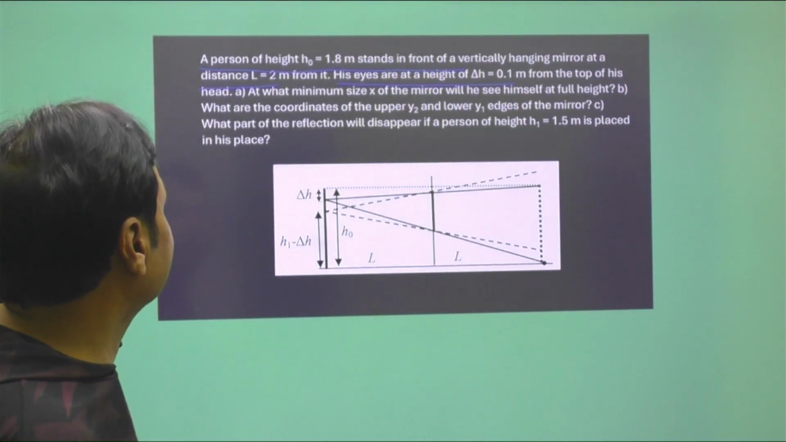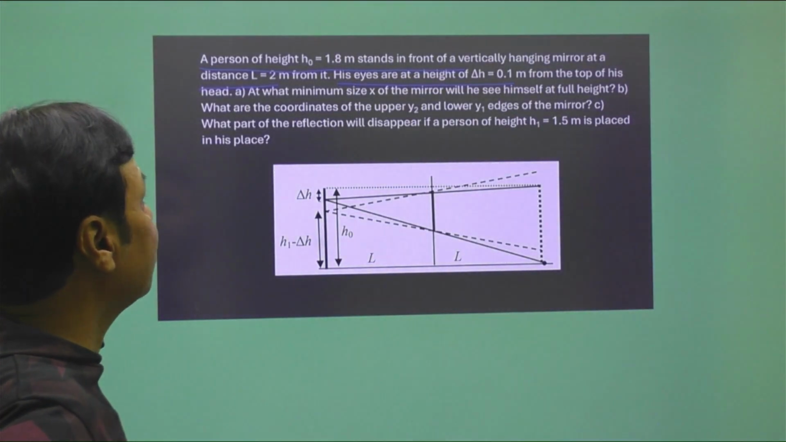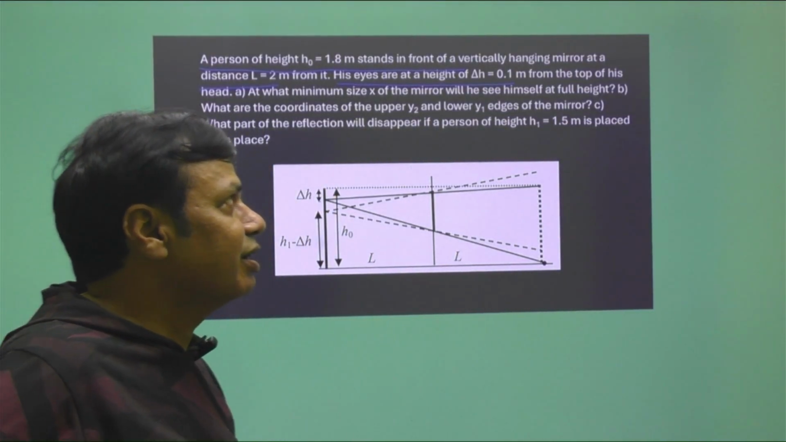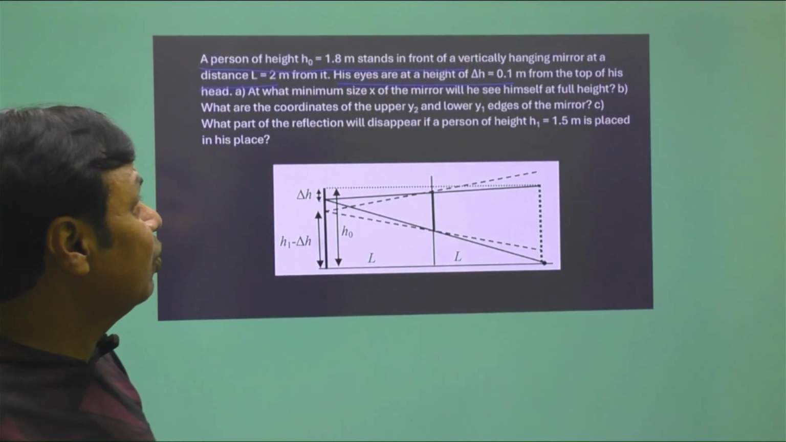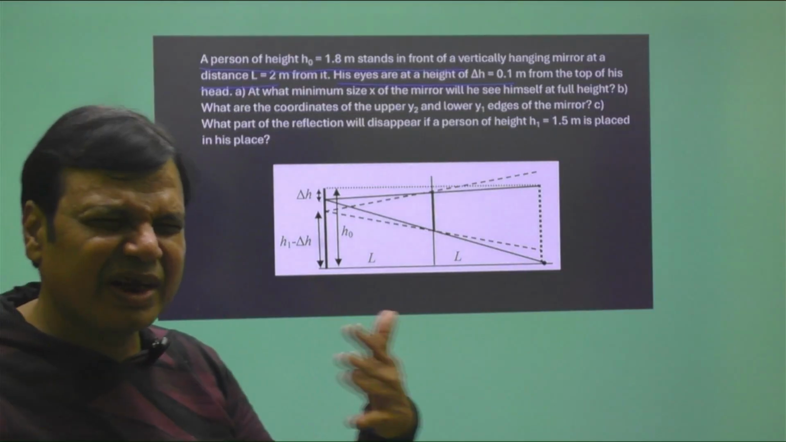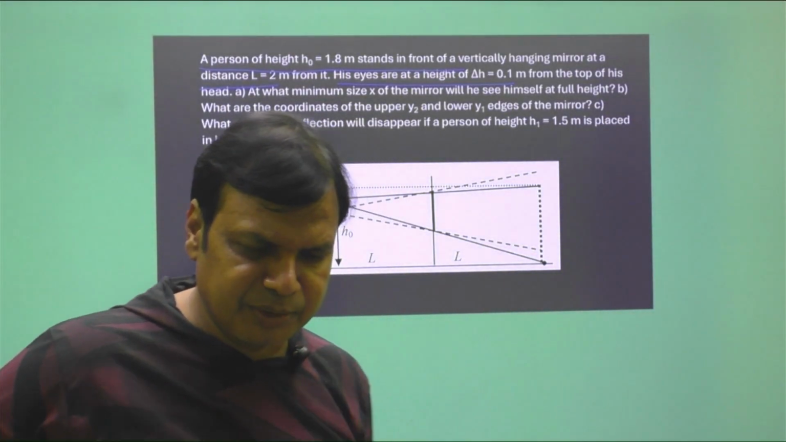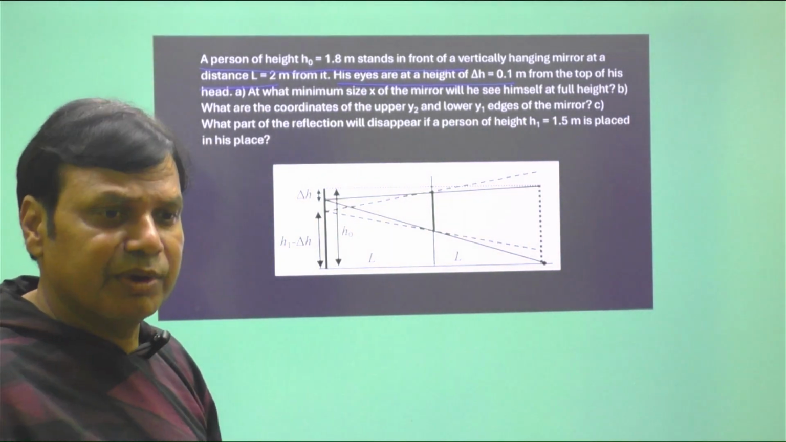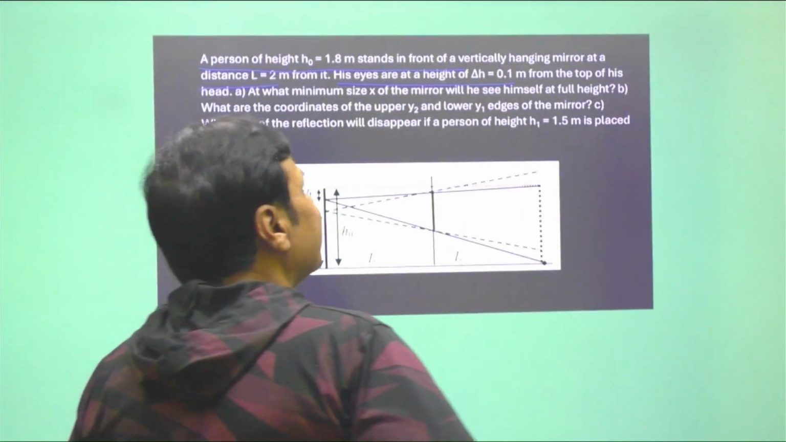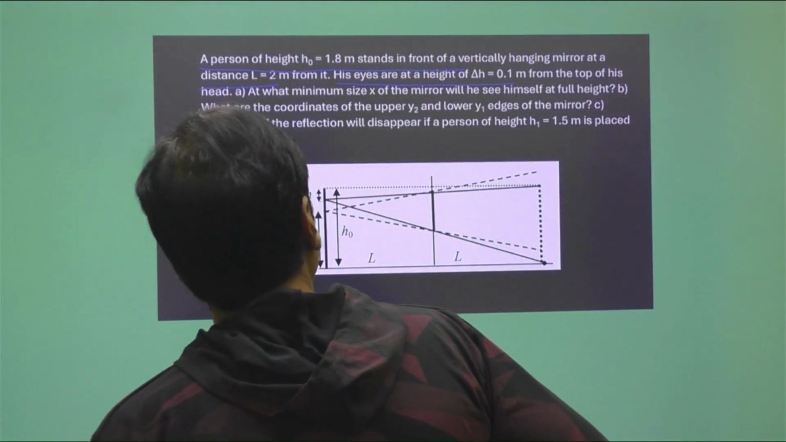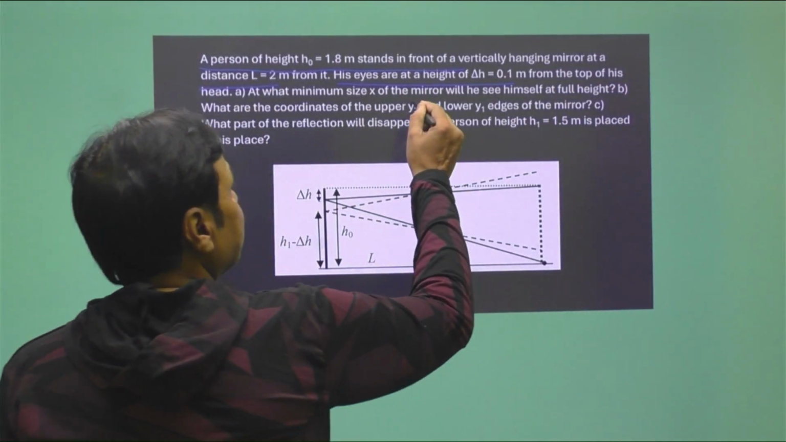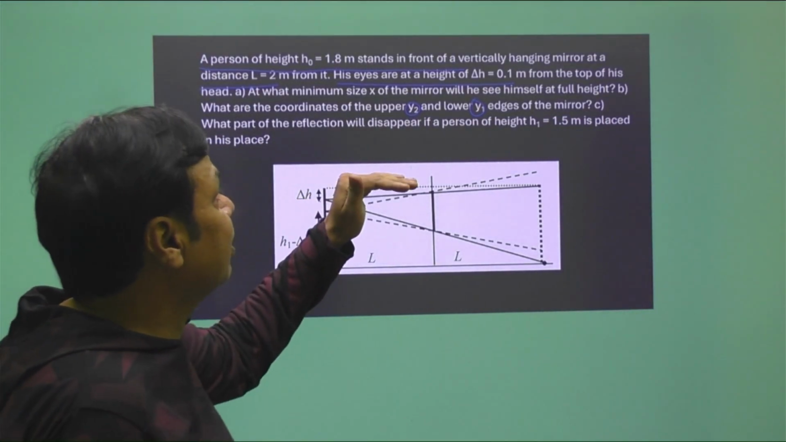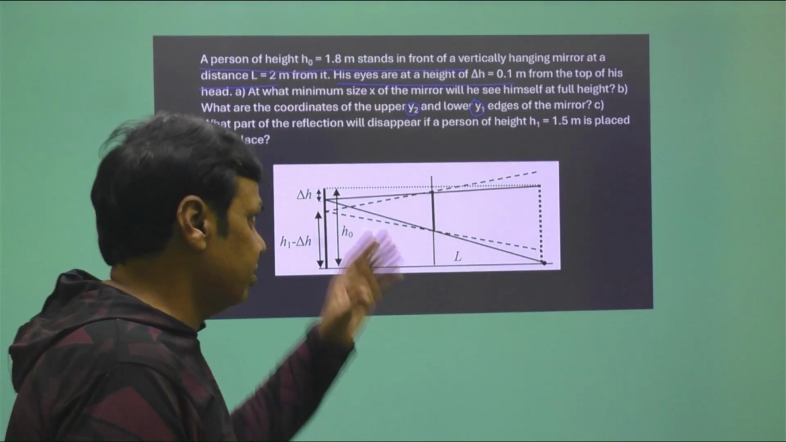Oh, it's a man. So, part one of the problem is, what minimum size X of the mirror does he need, what is the minimum length of the mirror, so he can see his full image in the mirror. That is problem number one. And the second problem is, what are the coordinates of the upper y2 and lower y1 edges of the mirror?